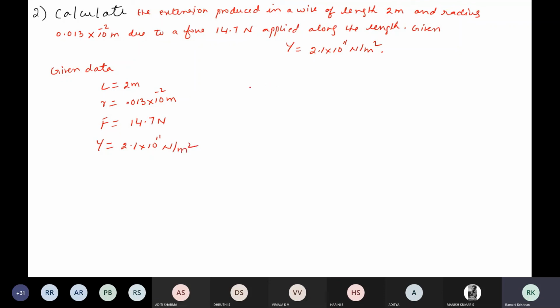So let us use the formula. Young's modulus is defined as force per unit area into change in length to original length, or Y equal to F L by pi r square x. This you have to remember, area of cross section of the wire is pi r square. Now directly they are asking x, the extension produced. x is equal to F L by pi r square Y. Carry on.